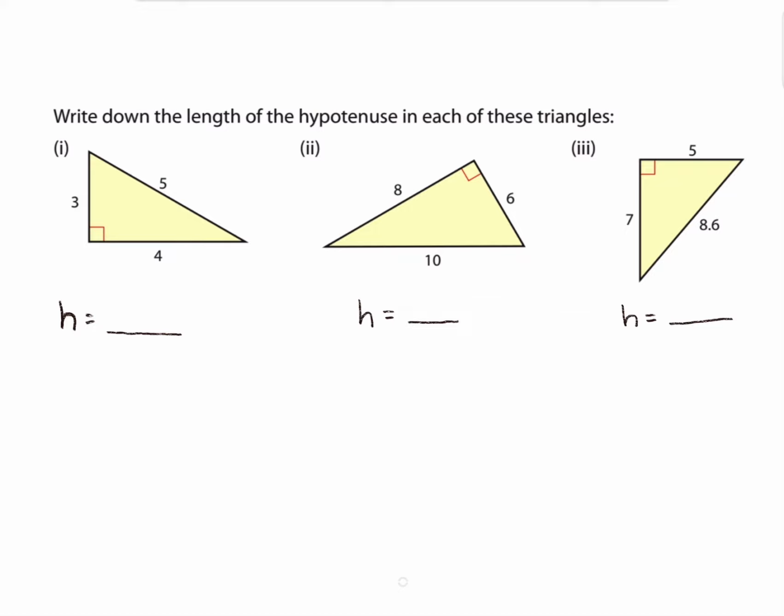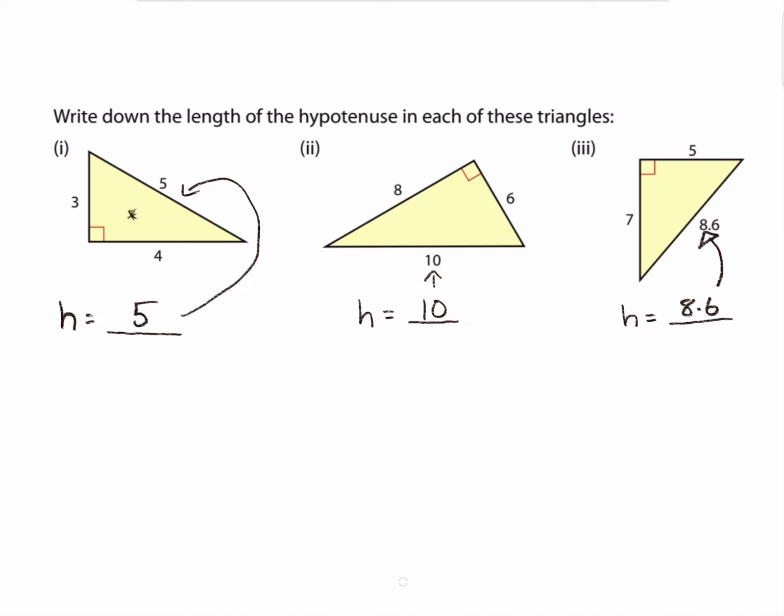Okay, hopefully you have written these down, and if you were stuck, hopefully you went back and watched it one more time. So the hypotenuse is the longest side. Which is the longest side of this triangle? We have 3, 4, and 5. Well, 5 is the longest side, so the hypotenuse is 5. And over here, the hypotenuse is the longest side, and that's 10. So this is the hypotenuse. Whereas over here, this is the hypotenuse. And over here, the hypotenuse is the longest side, so it's 8.6. So it's this one here.